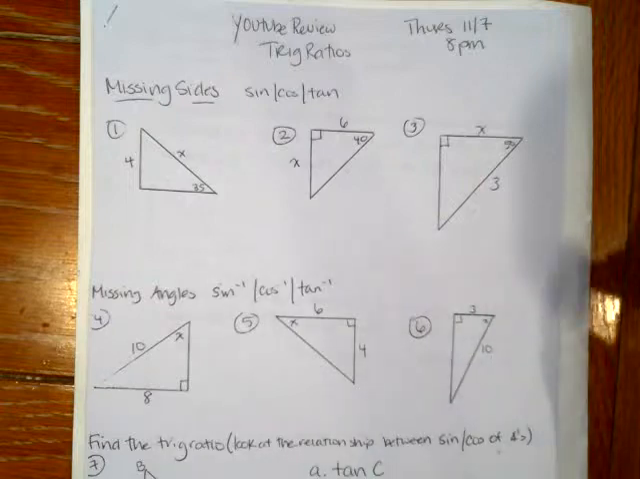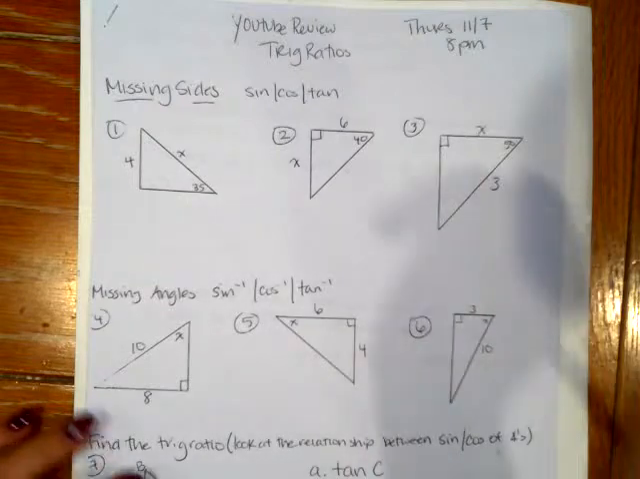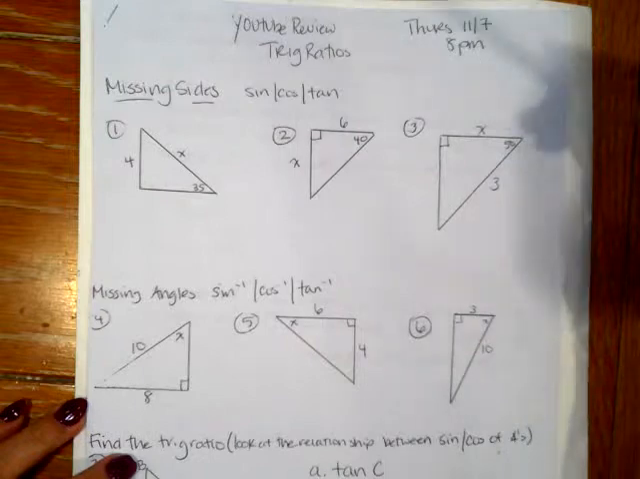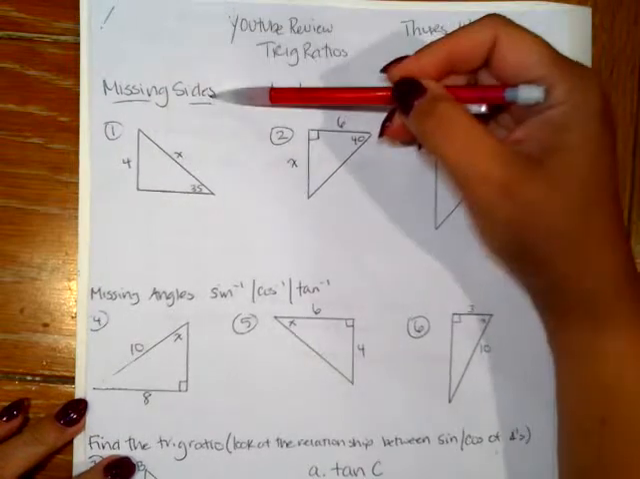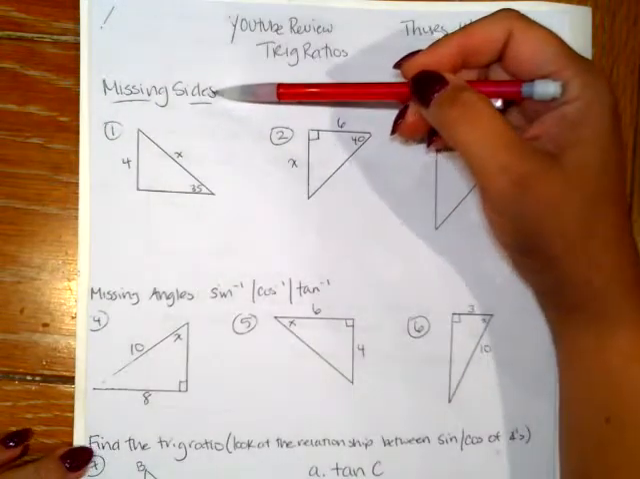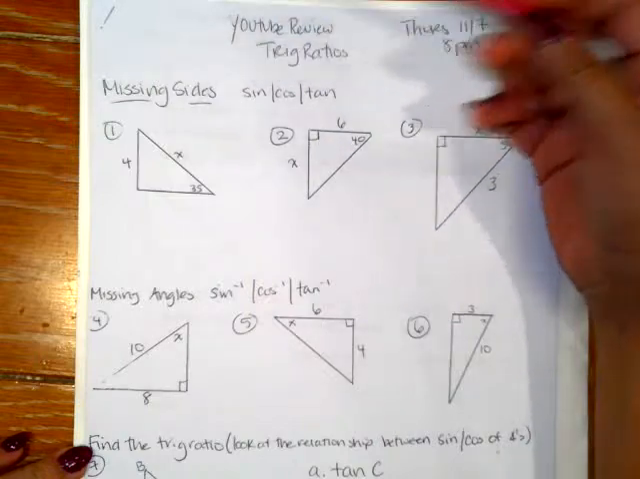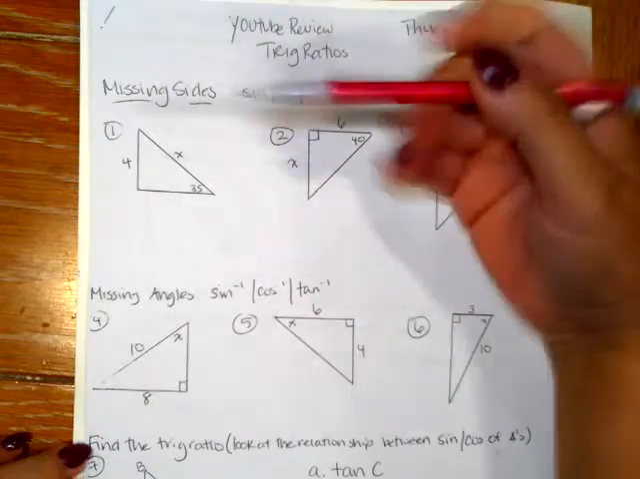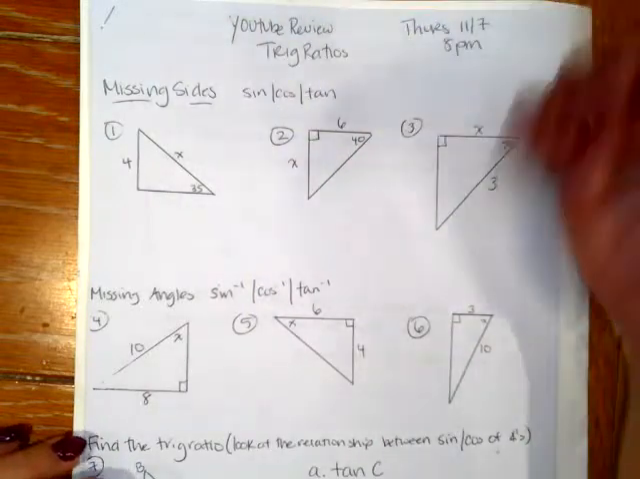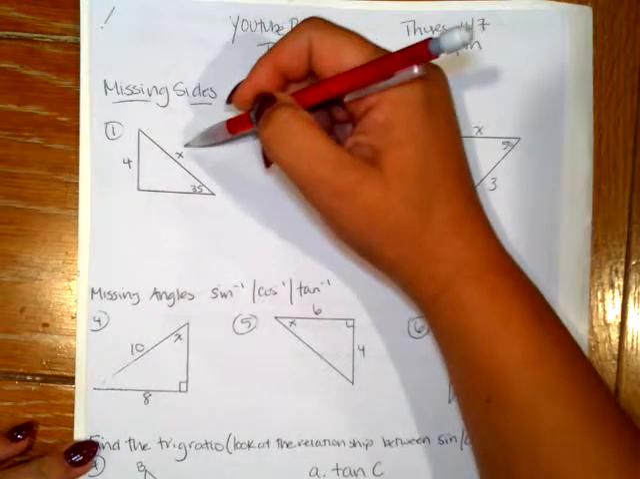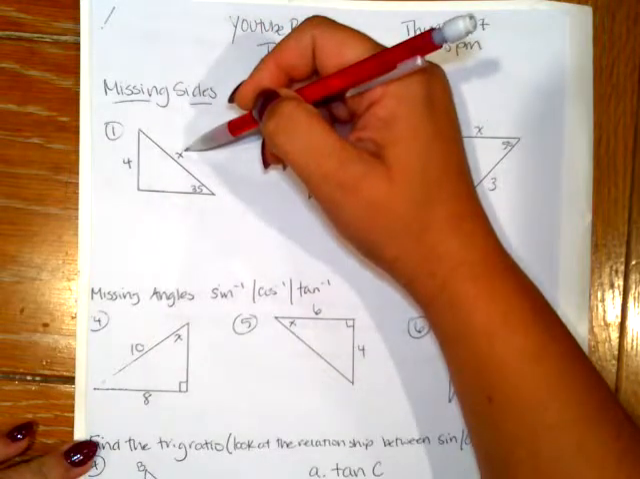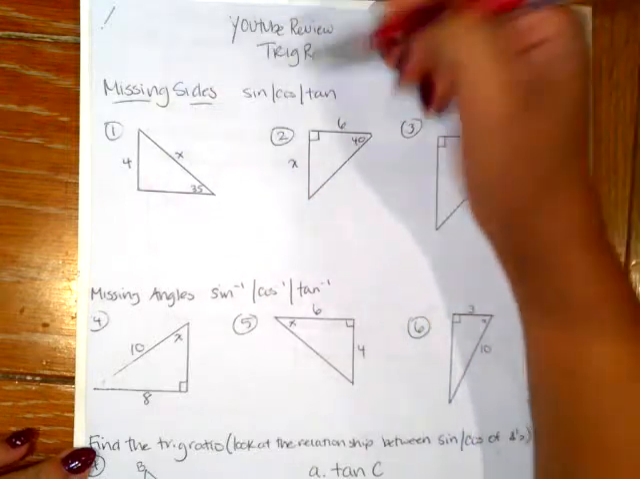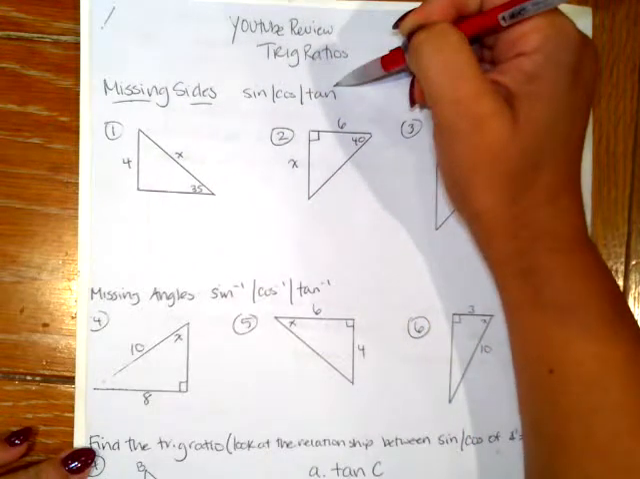Exam tomorrow, trig ratios. Here we go. Always important to figure out what you're looking for. Are you looking for a side? Are you looking for an angle? Those are your choices. For this one, we're looking for a side. Anytime you're looking for a side, you need to use sine, cosine, tangent. Those are your choices.